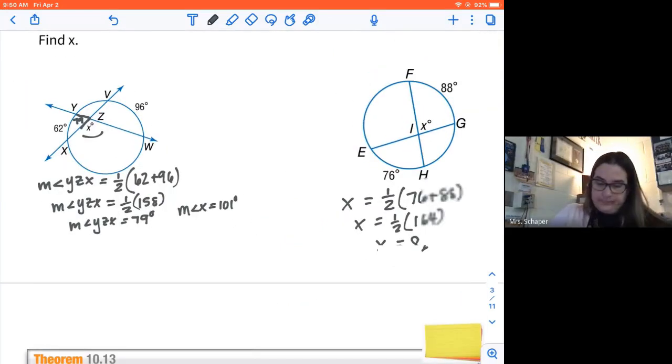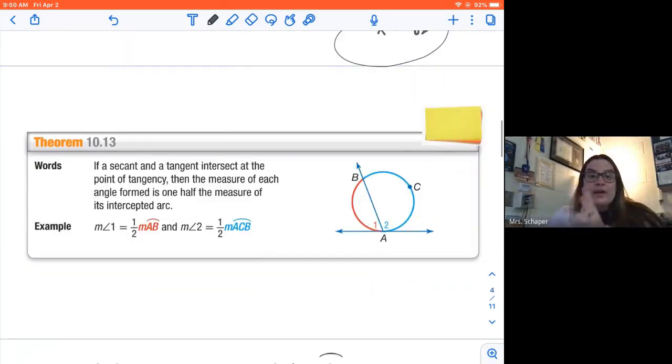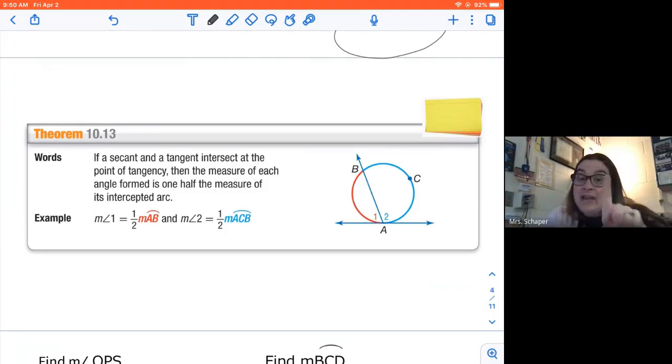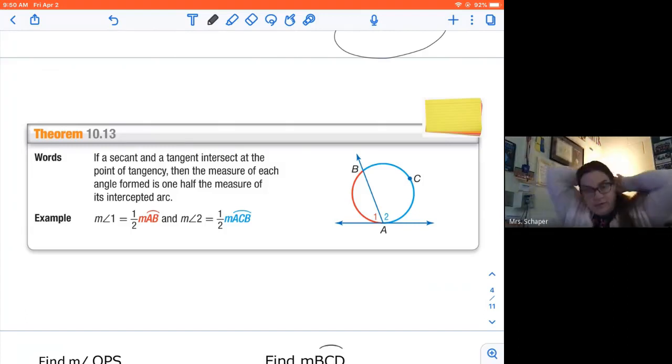What's next? If a secant and a tangent intersect at the point of tangency, then the measure of each angle formed is 1/2 the measure of the intercepted arc. Again, a lot of new information about angle relationships. You should be studying these with your note cards. Reach out to friends, family, stuffed animals. Have them quiz you on this, okay?